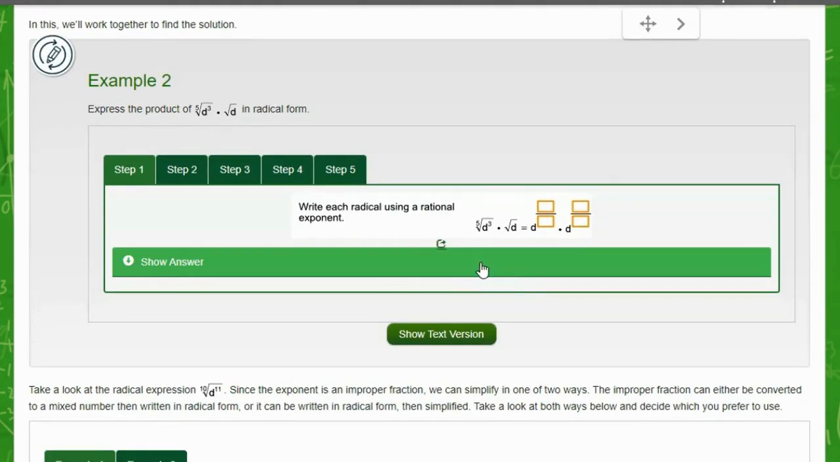All right. This one says express the product of the 5th root of d to the 3rd power times the square root of d in radical form. They tell us how they want the answer. So let's do that one on paper real quick. Let me write this down first.